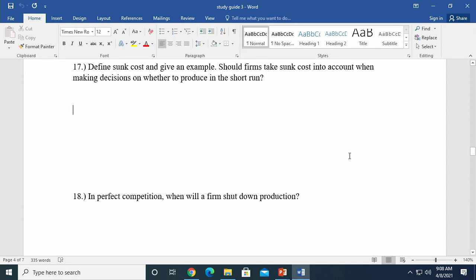Yeah, know about sunk costs, be able to give an example, and know in perfect competition when a firm is going to shut down production. A lot of this stuff is fairly intuitive. The shutdown production is a little tricky. There's a few more things you have to remember.